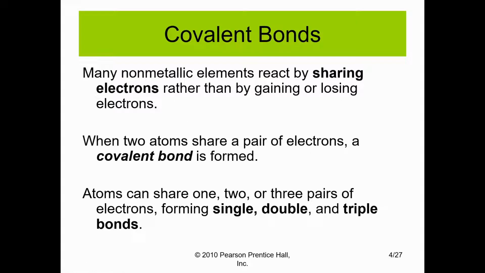In many cases, elements will react by sharing electrons instead of gaining or losing electrons. When this occurs, it's called a covalent bond. Two atoms share a pair of electrons to form a covalent bond. Atoms can form multiple bonds with each other by sharing 1, 2, or 3 pairs of electrons. These are called single bonds, double bonds, and triple bonds.